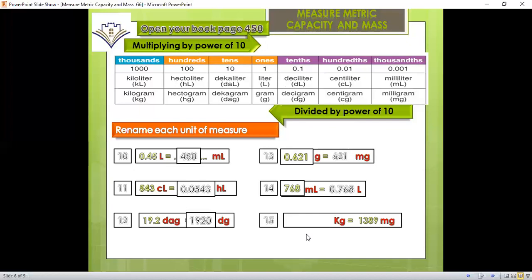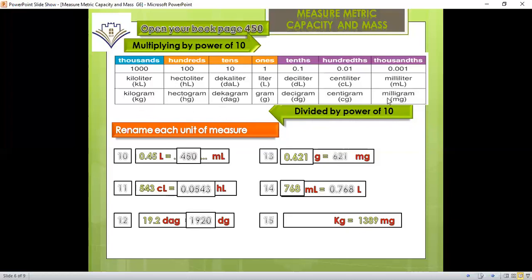Question number 15. Dots kilogram equal 1389 milligram. We have milligram. Is it larger or smaller? Smaller. Yes, milligram is smaller than kilogram. This is milligram. What is the kilogram? From here, then how many places to move? 1, 2, 3, 4, 5, 6.